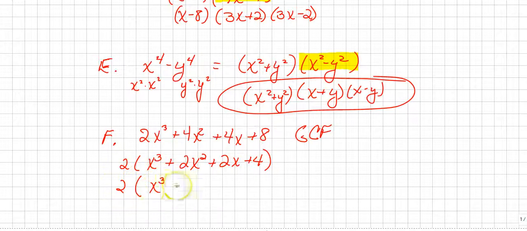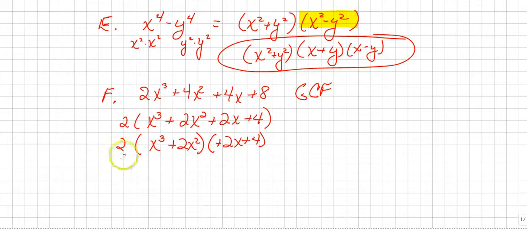2 and 2. So x cubed plus 2x squared in the first group, and plus 2x plus 4 in the second group. Now out of those two groups, again, kind of keep that 2 out front so it doesn't get in the way. We'll focus on those two binomials.